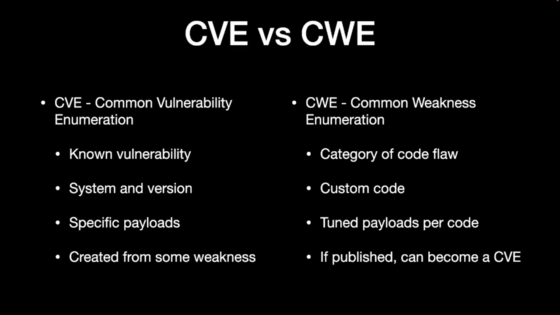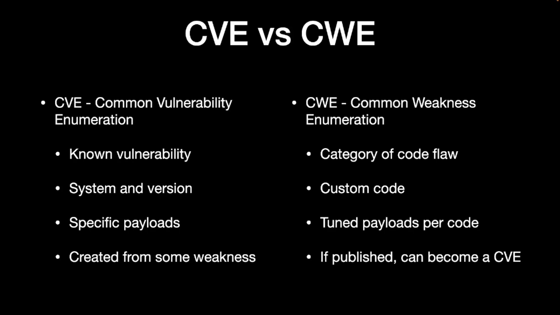There are oftentimes specific payloads that are associated with that CVE and is created from some weakness in the code. But because it's published, there's a known version, then it is turning into a CVE. It can be published as that. But if it's not published yet, then there is some weakness within that application, and that's what we call a CWE, a common weakness enumeration. And this is a category of a code flaw. So it's not necessarily released yet.